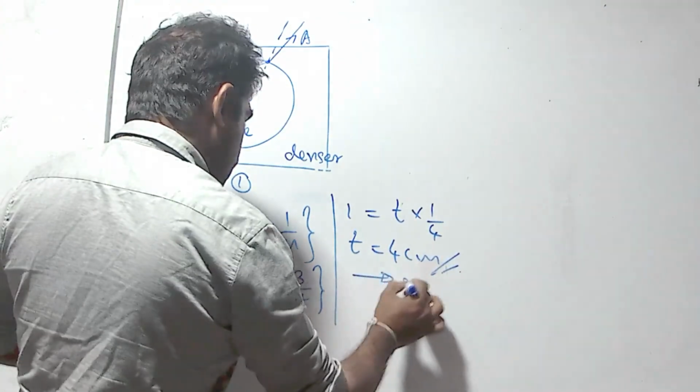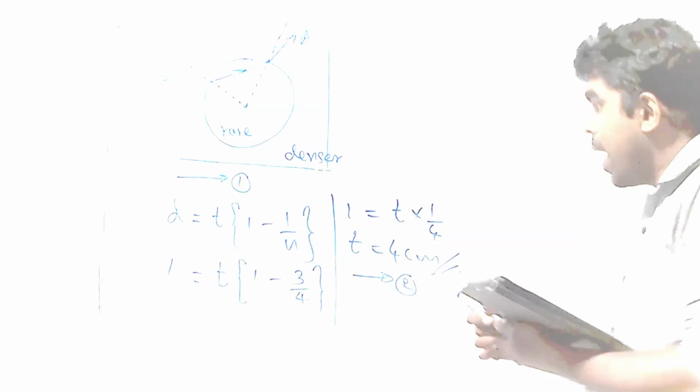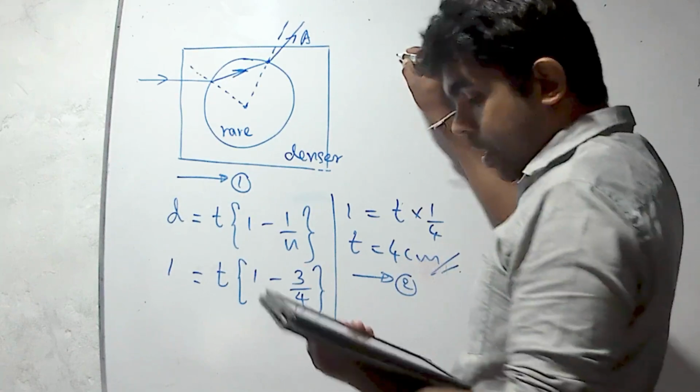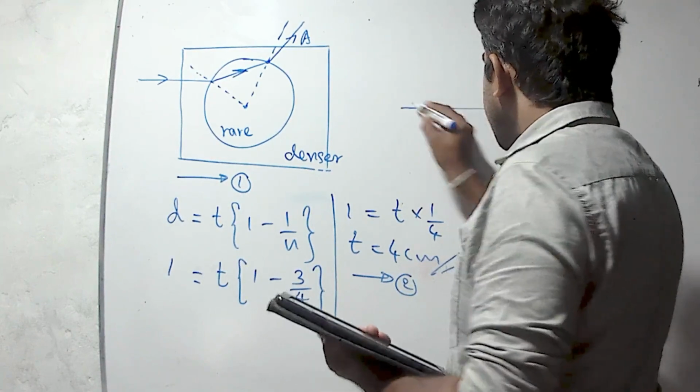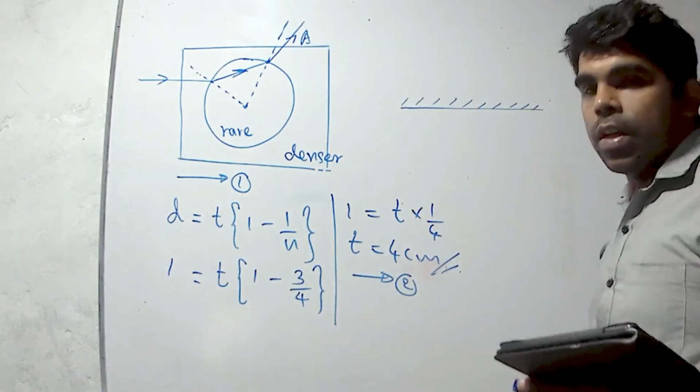Answer is 2. An object O is kept in front of a thick plane mirror formed by a silver coating on one side of a thick glass plate as shown in the figure. A series of images I1, I2, I3 can be observed. Which of the following statements is correct? We have to consider the reflection, partial reflection and refraction.